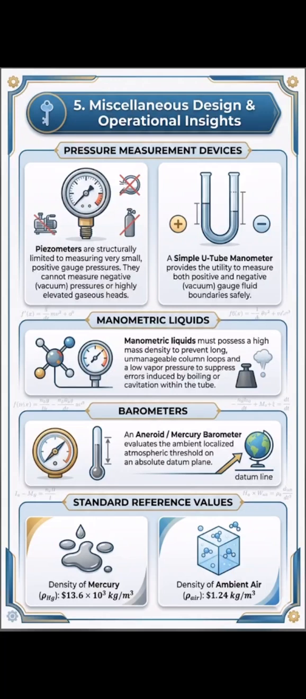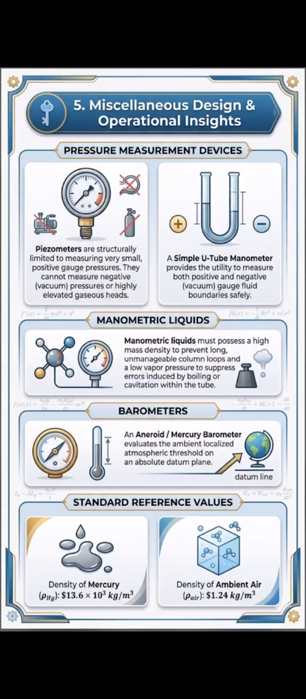Pressure measurement devices. Piezometers are structurally limited to measuring very small positive gauge pressure. They cannot measure negative vacuum pressure or highly elevated gaseous heads. A simple U-tube manometer provides the utility to measure both positive and negative gauge fluid pressures safely. Manometric liquids must possess a high mass density to prevent an unmanageably long column, and low vapor pressure to suppress errors induced by boiling or cavitation within the tube.